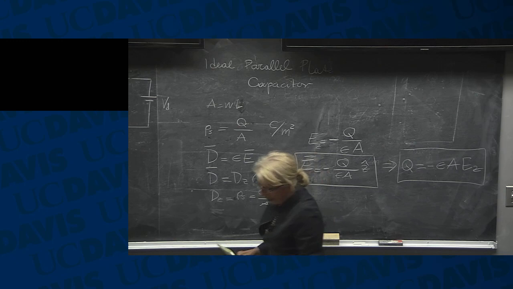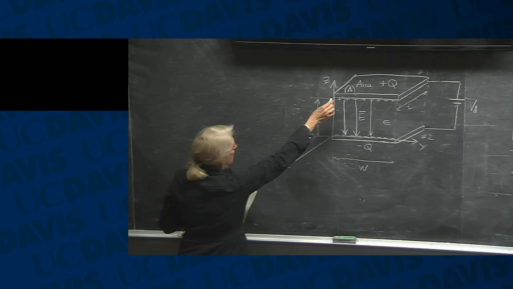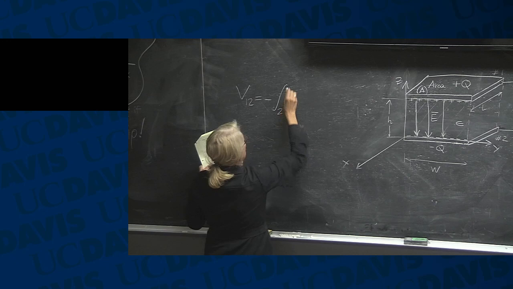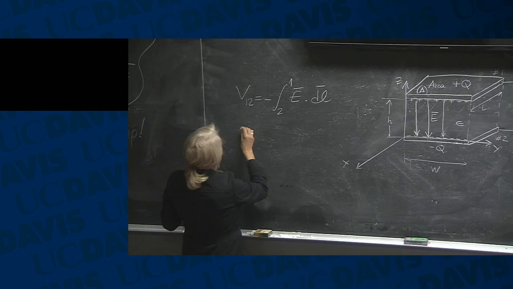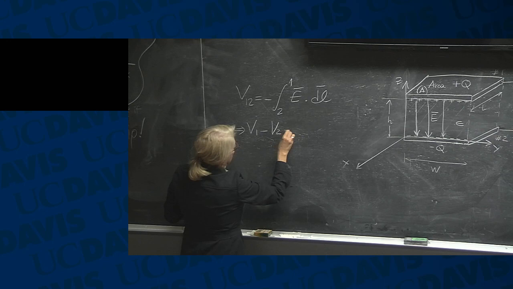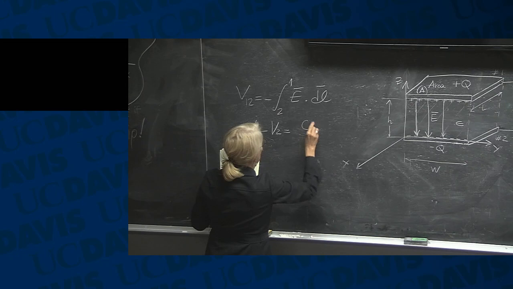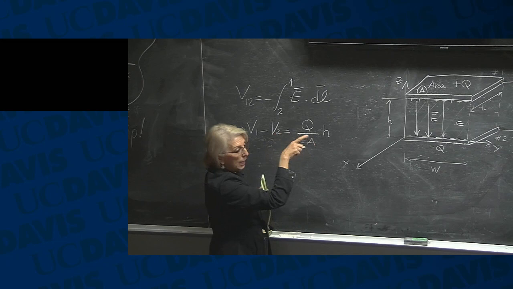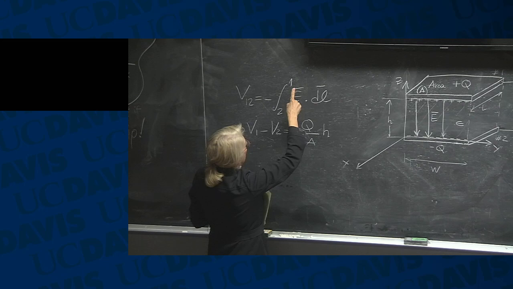Now, what else do we know in this capacitor? We know that the voltage difference, or the potential difference, or the voltage drop between conductor 1 and conductor 2 is minus, according to the formula, the integral of E dot dl. And that tells us that V1 minus V2, the potential difference between the two conductors, equals Q over epsilon A times H. Why is that? Because this is a constant. You saw that the two negatives cancel out. They give a positive, and then you have a constant, and then the line integral along this path, which gives H.